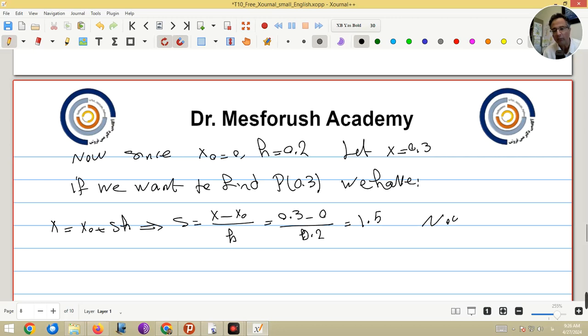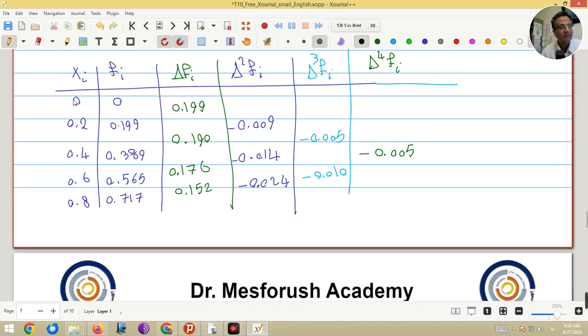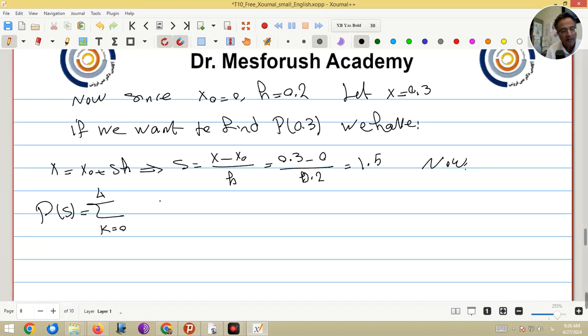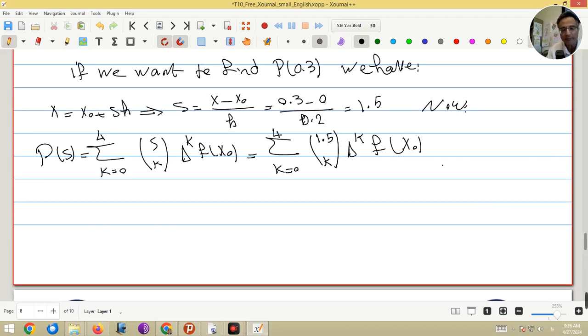1.5. Now, let me use this one, P of s equal to the sum from k equal to 0 to 4, because we have 5 nodal points, okay, and we write s combination k times delta k f of x0, and this will be k equal to 0 to 4, okay, k, and s is 1.5 delta k f of x0. Okay, now let me write this one.